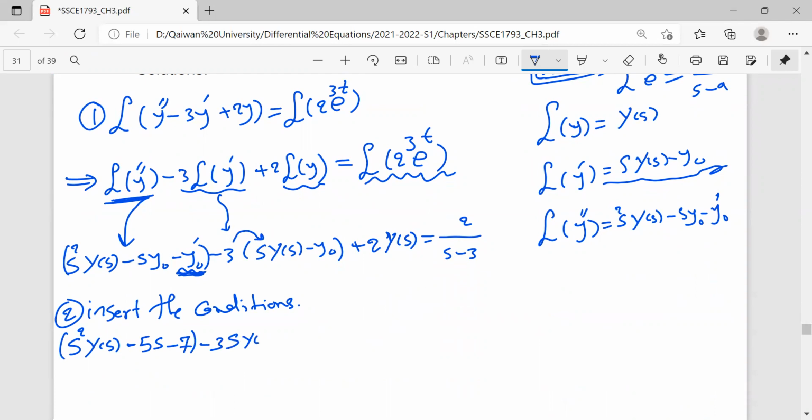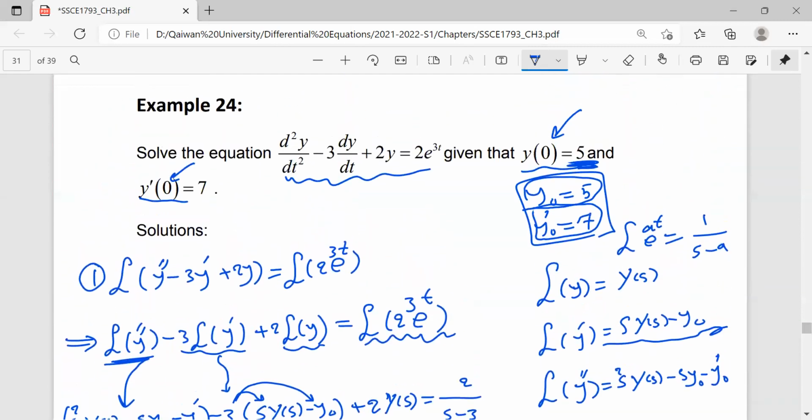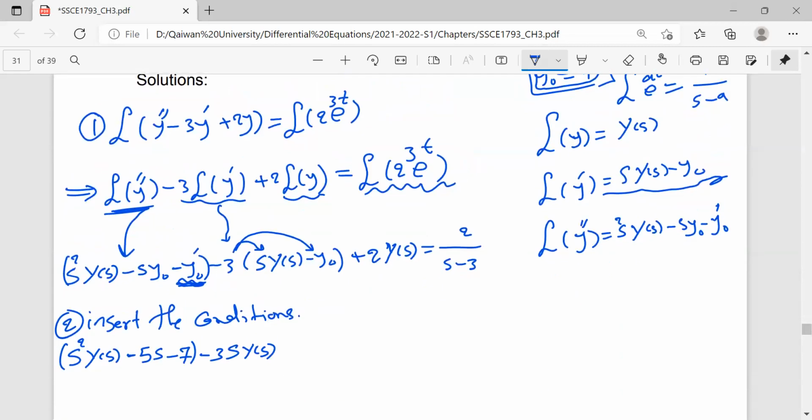3s y of s minus 3 times minus y naught is 3 y naught, but y naught is 5, so 3 times 5 is 15, plus 15. Here we insert the condition and then we multiply it by negative 3. It's negative 5. Then we multiply it by minus 3 is 15, plus 2 times y of s equals 2 over s minus 3.